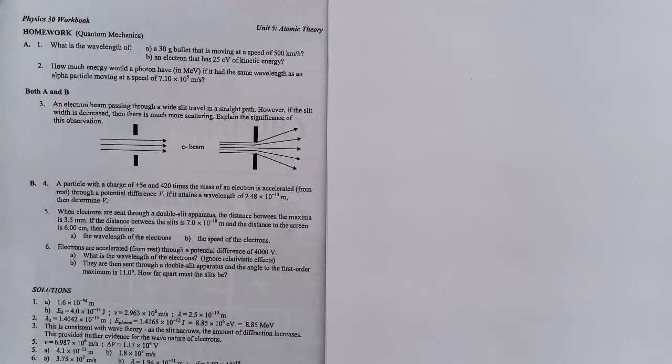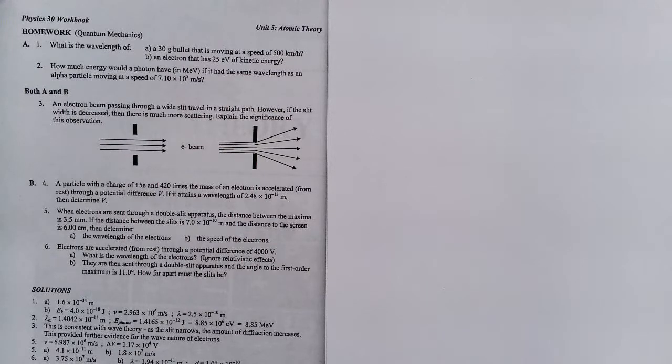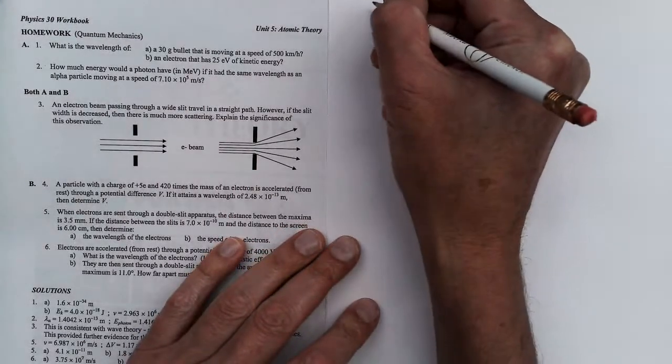Okay, Physics 30s, Mr. Thompson here. We're looking on page 121, quantum mechanics. We're going to solve some problems using de Broglie's equation and understanding that electrons do exhibit wave behavior and demonstrate the principle of diffraction. So let's take a look at these questions.